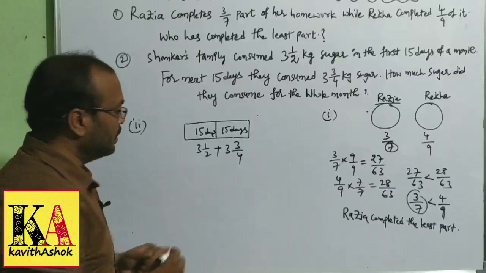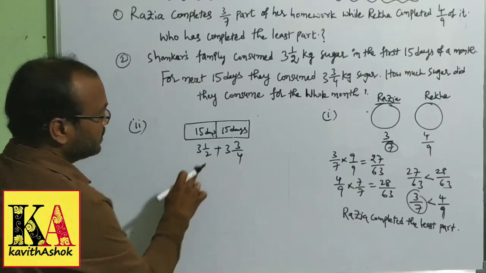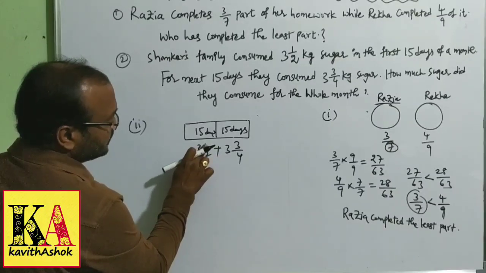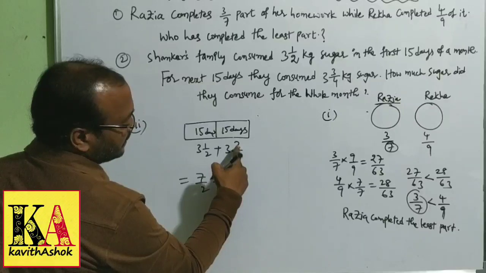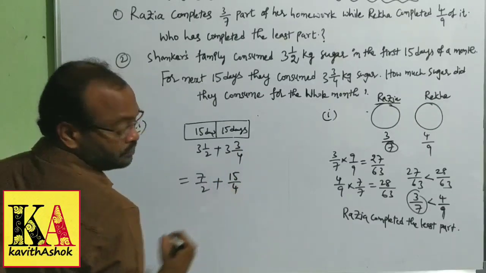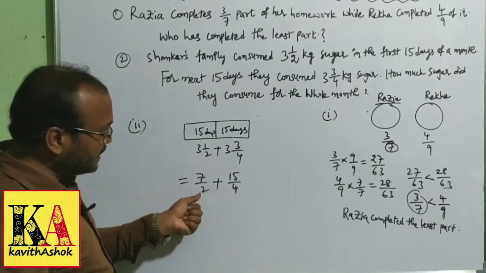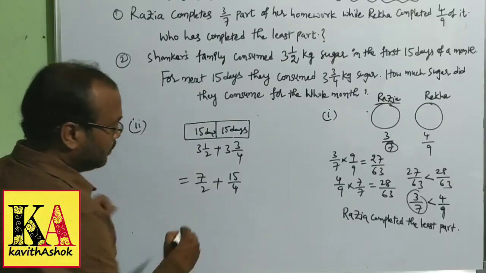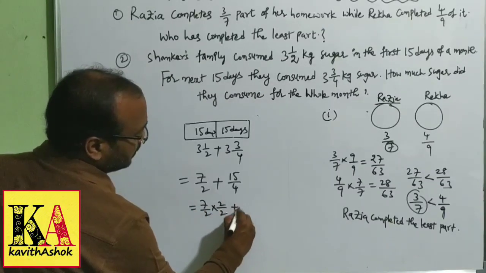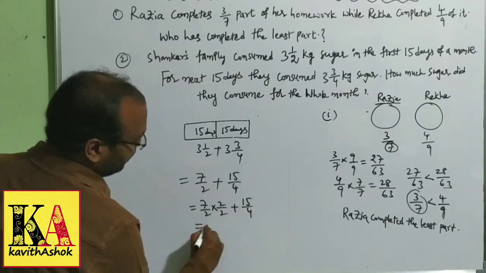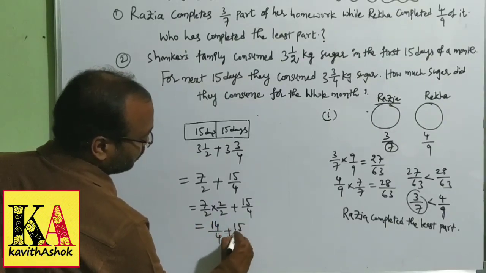This is our question. So first, these mixed fractions we have to convert into improper fractions. 2 3s are 6, 6 plus 1 is 7. This is 7 by 2. 4 3s are 12, 12 plus 3 is 15. 15 by 4. These two are also not like fractions, but there is a way to make them like fractions. 7 by 2, just multiply and divide with 2. Keep 15 by 4 as it is. Now what will it become? 7 2s are 14, 2 2s are 4, plus 15 by 4.